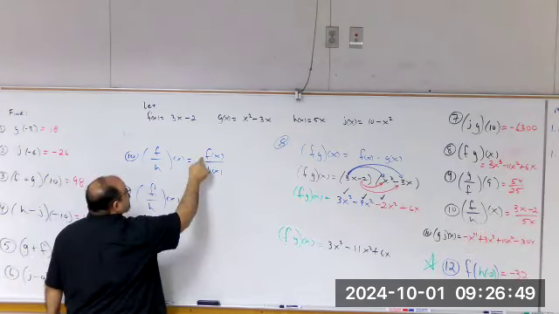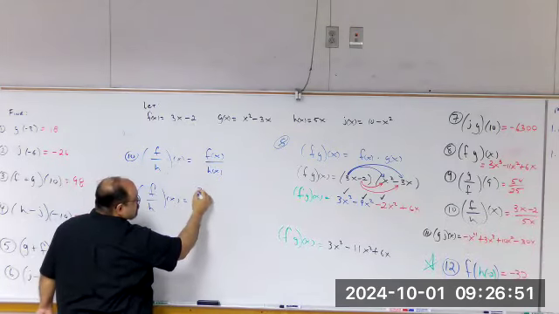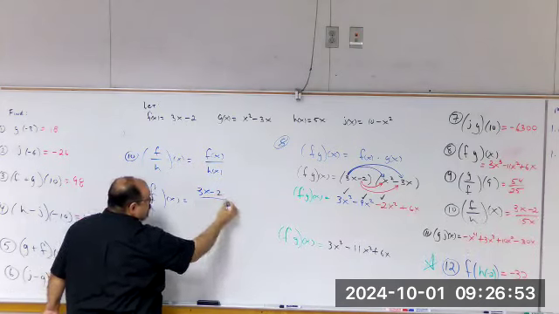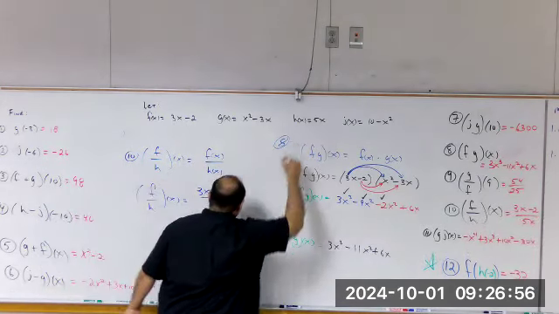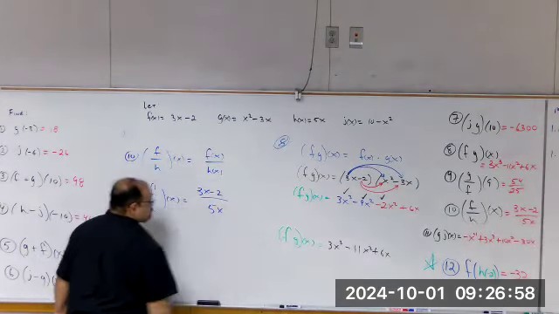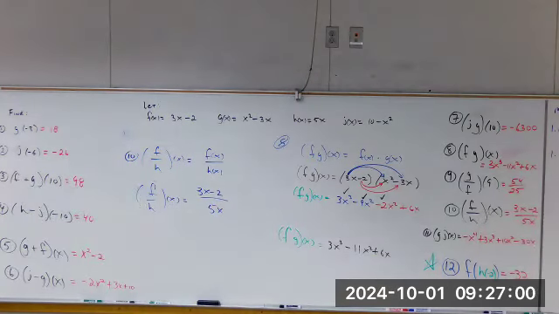So F of X is 3X minus 2. And H of X is 5X. It doesn't simplify. You cannot cross those X's off. You can only reduce common factors, and factors means multiplication. So what's preventing it from being crossed off is the -2.